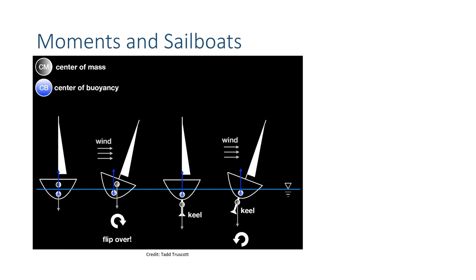So first off, we talked about this before. We've got a moment, and that moment is generated by having a certain amount of force with a lever arm. So what's generating the force on our sailboat? Well, we've got our center of mass, which is pretty much the weight of the boat and kind of a center point of where all of that weight can be simplified down into a single point.